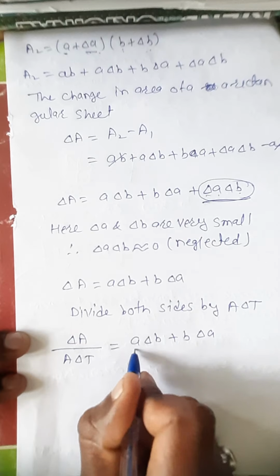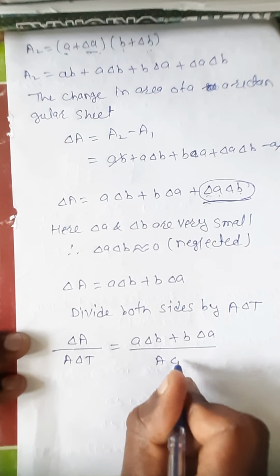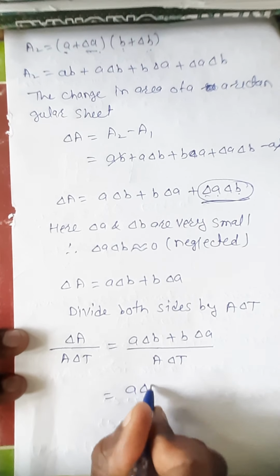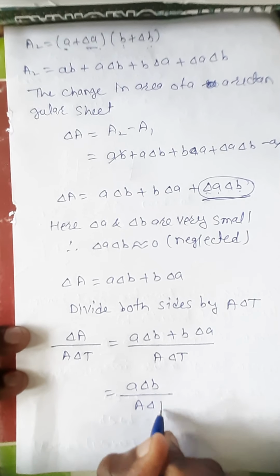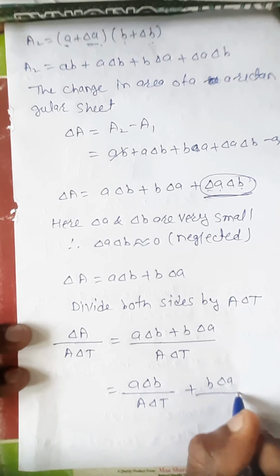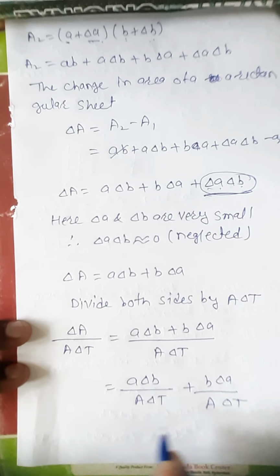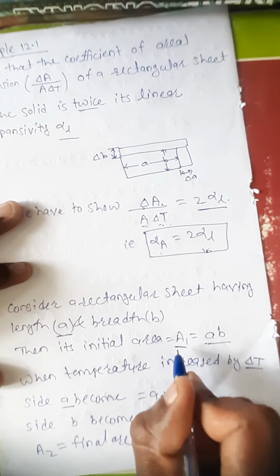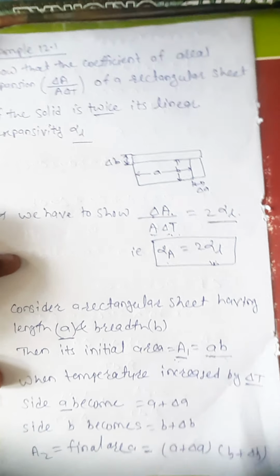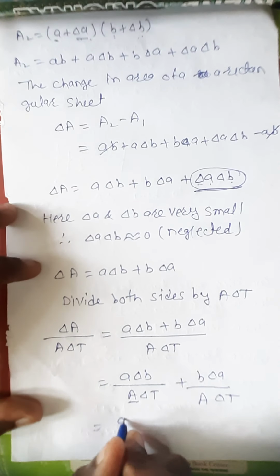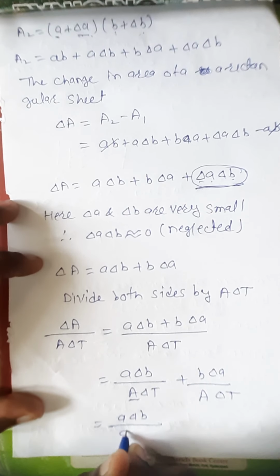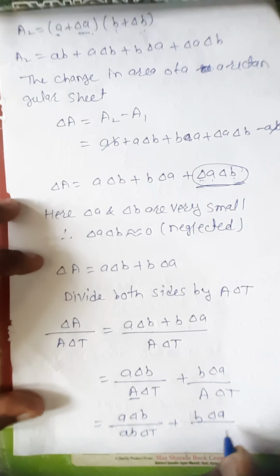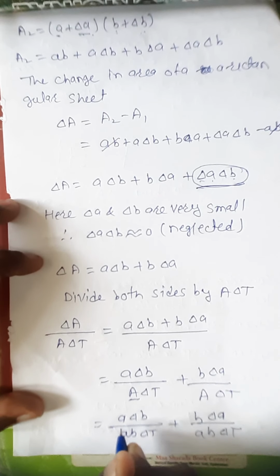This is also divided by A into delta T. The left hand side is delta A by A delta T, and the right hand side is A into delta B divided by A into delta T plus B into delta A divided by A into delta T. Then what is A? A is the area, either A1 or A. A is equal to AB, so this is A into delta B divided by AB into delta T plus B into delta A divided by AB into delta T.